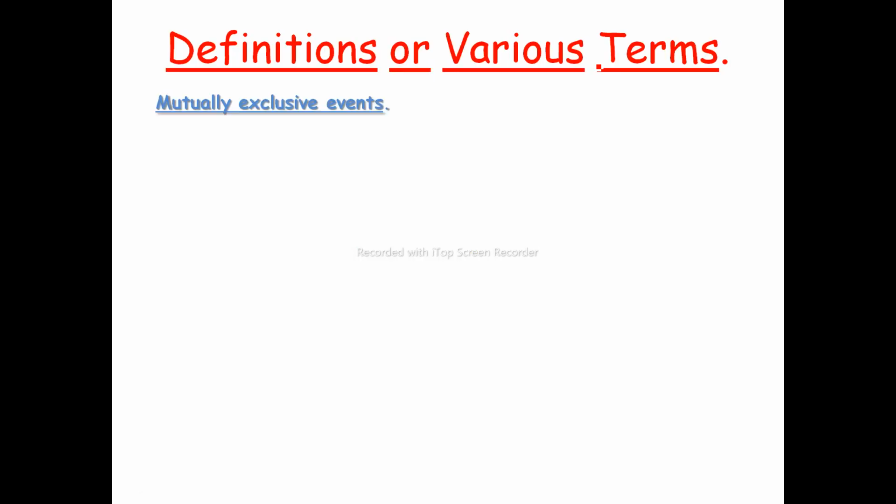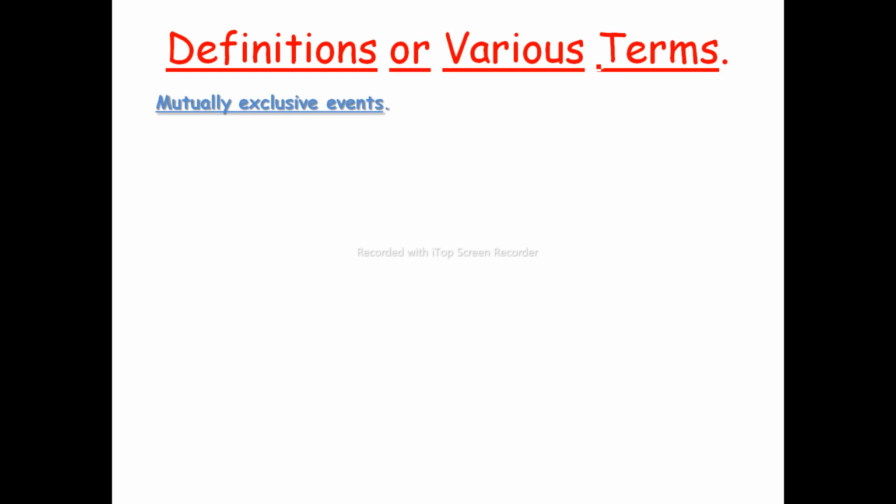Next, another term is mutually exclusive event. Mutually exclusive means if this happens then that will not happen, and if that happens then this will not happen. If I get first rank, another person will get second rank, and another person will get third rank, meaning no two persons will get first rank, something like that.